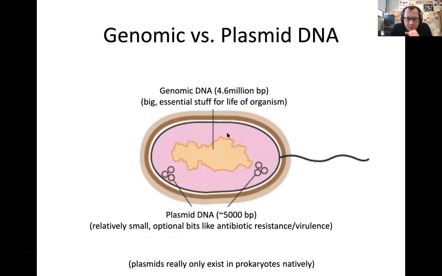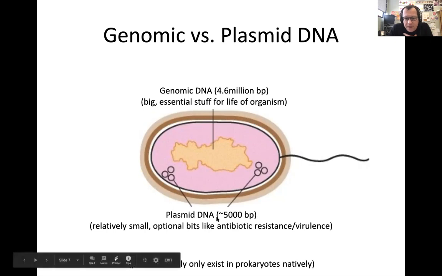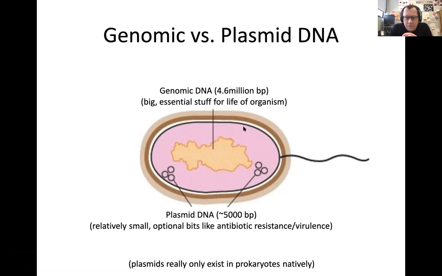Just to also make another point here. The genomic DNA, like I've said a couple of times now, the E. coli genome is about 4.6 million base pairs. Plasmids are really small. So we're dealing with about 5,000 base pairs. So you can see there's not much genetic information in a plasmid relative to the entire genome.